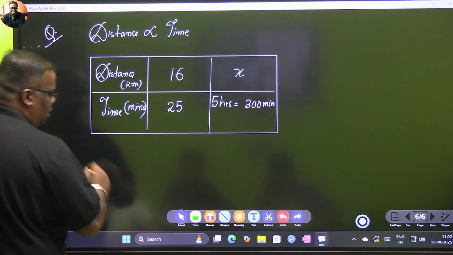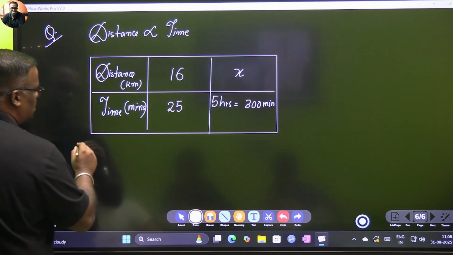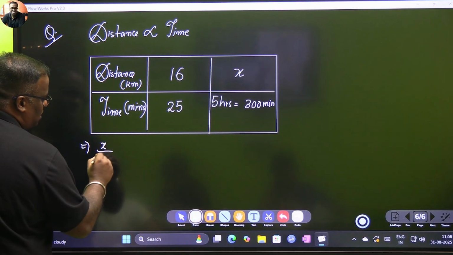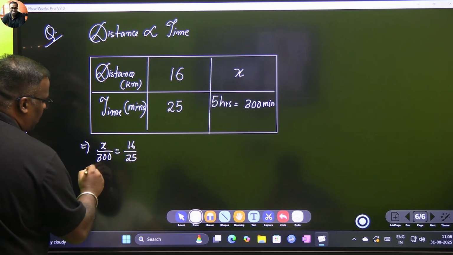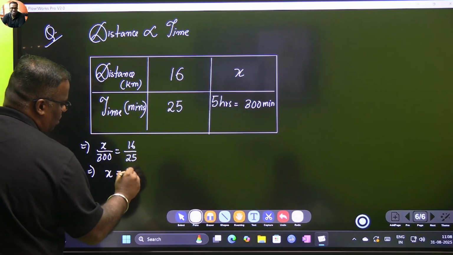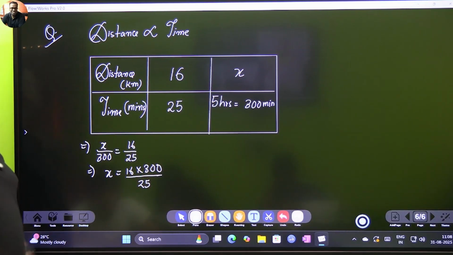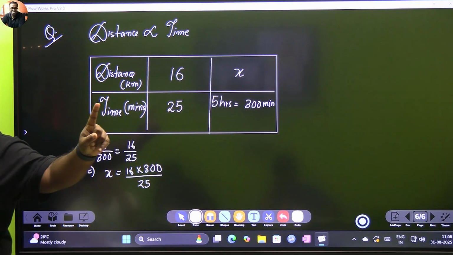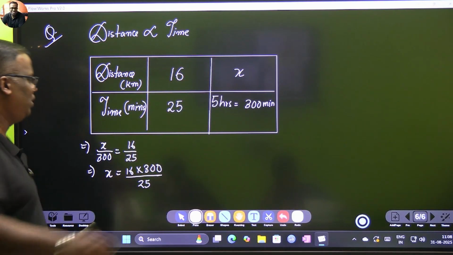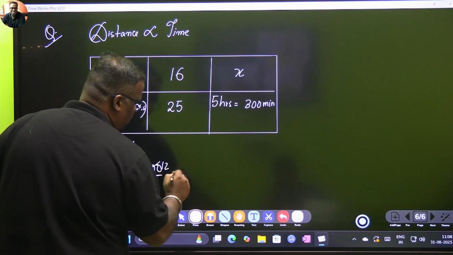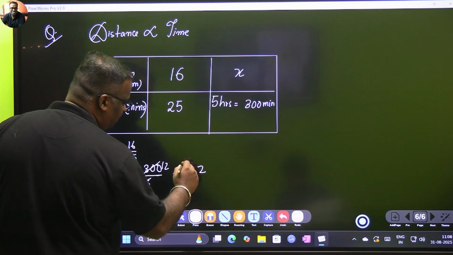So now we can correlate. Again, when we correlate, we bring the x term first, so it will make your job easy. X by 300 is equal to 16 by 25. Do not cancel bit by bit, we'll do it all together. X is equal to 16 into 300 divided by 25. Look at me: 25 multiplied by 4 gives 100, 25 multiplied by 8 gives 200, 25 multiplied by 12 gives 300. Very good, children. 12. And 12 into 6 is how much? 72. 7 carry over. 12 ones are 12 plus 7.